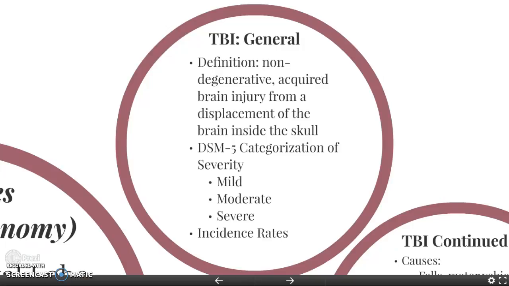There are 1.7 million TBIs that occur every year in the United States. That's roughly 1/3, or 30.5%, of injury-related deaths. Ages 15 to 19 years old and elderly 65 years or older are the most common age groups, and it is more common in males than females. Between 3.2 and 5.3 million persons live with long-term disabilities that result from a TBI.